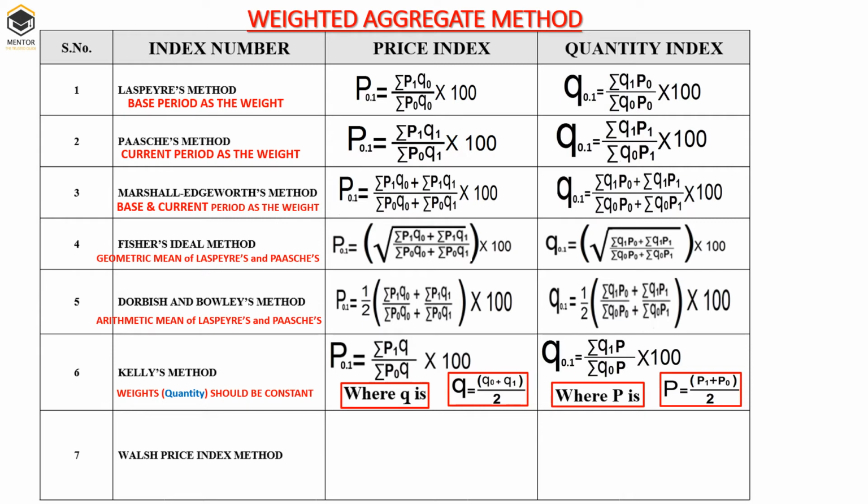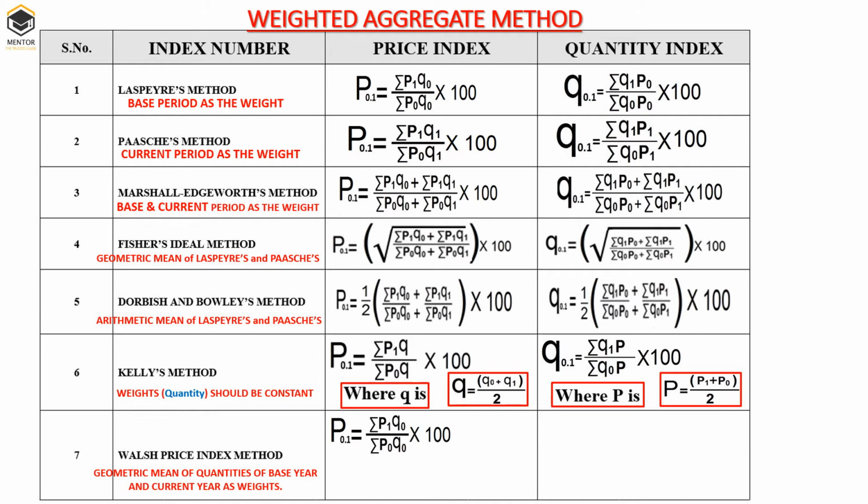Next we have the Walsh method. So Walsh method, what is it? Geometric mean of quantities of base year and current year as weight. So in Walsh, what we are going to do? Geometric mean. In Kelly's, what have we done? We have found the arithmetic mean of the quantities. Here we are going to do the geometric mean, right? So how are we going to have the formula for this?